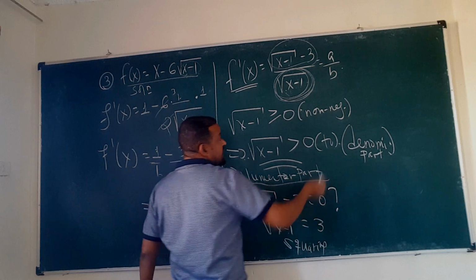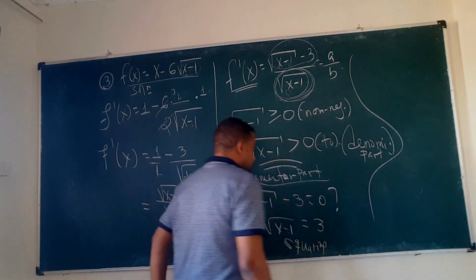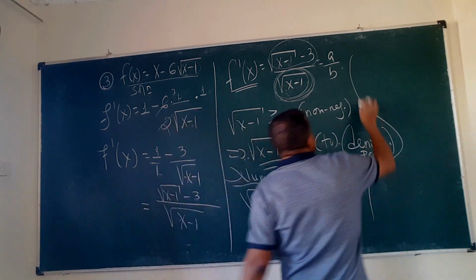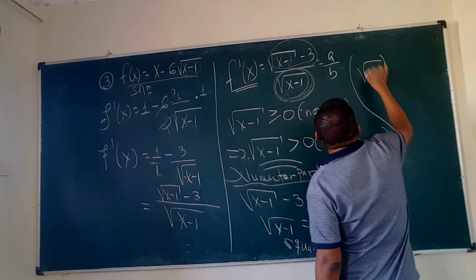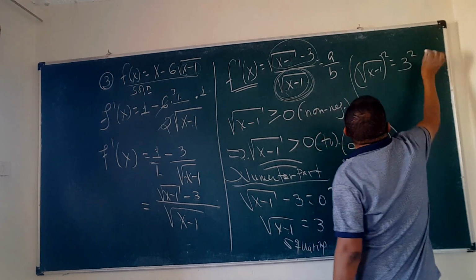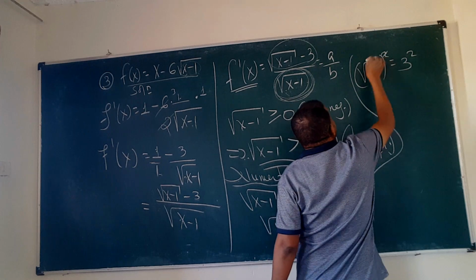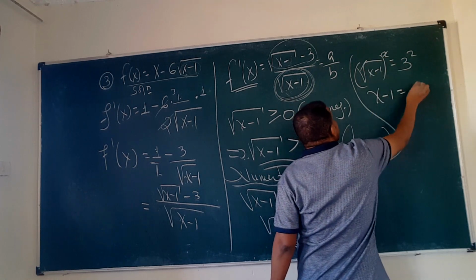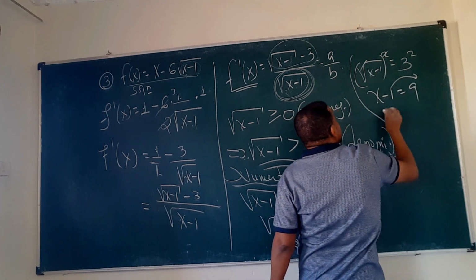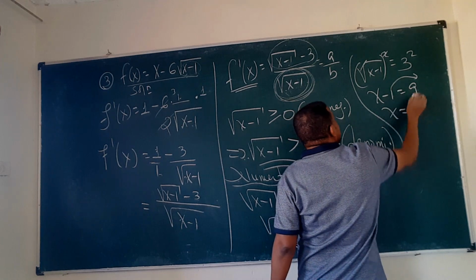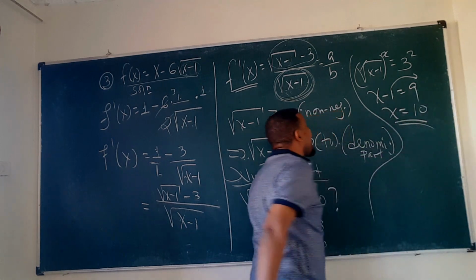Squaring both sides, this is ninth grade. Okay, squaring both sides, then radical of x minus 1, the whole square, is equal to 3 squared. So the square cancels the radical: x minus 1 is equal to 9. Move the 1 over, so x is equal to 1 plus 9, which is 10.